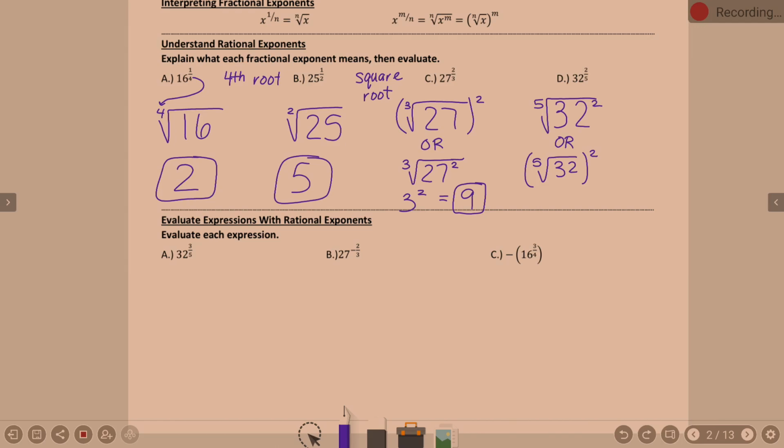I personally know the 5th root of 32. It's a good one to learn. You know the 5th root of 32? 5th root of 32 is 2. Yeah, 2, and then just 2 to the second power, which is 4.